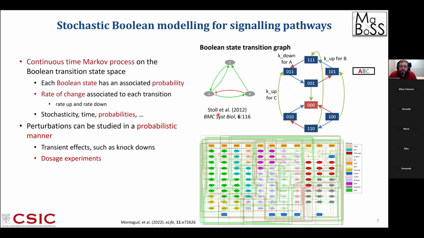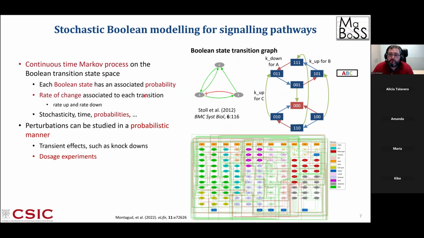So several years ago, a group at Institut Curie, headed by Emmanuel Barillot, decided to have something more complex than Boolean modeling, but not as complex as ordinary differential equations. So they came up with this tool called MaBoSS, in which we try to have stochastic Boolean modeling simulations. And in order to do this, what they did is to work on this state transition graph. So this is where the model is heading, let's say. And for each Boolean state, they associated a probability. So now we have a rate of change associated with each transition. So nodes A, B, and C will have different rates of activation and rates of deactivation.